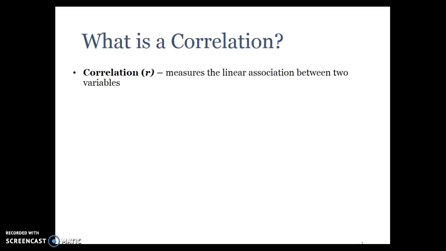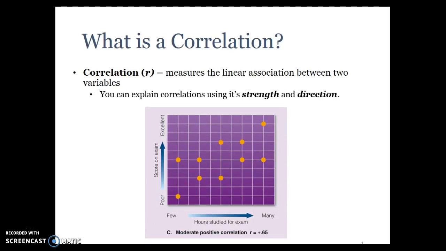Now in class we computed correlations by hand and we learned how to interpret them properly, so let's just do a short recap here. A correlation measures the linear association between two variables, and it's usually denoted by the letter R statistically. You can explain correlations using the correlation strength and direction. So when you explain them on your homework assignments or in articles or papers that you write, you want to explain it by strength and direction.